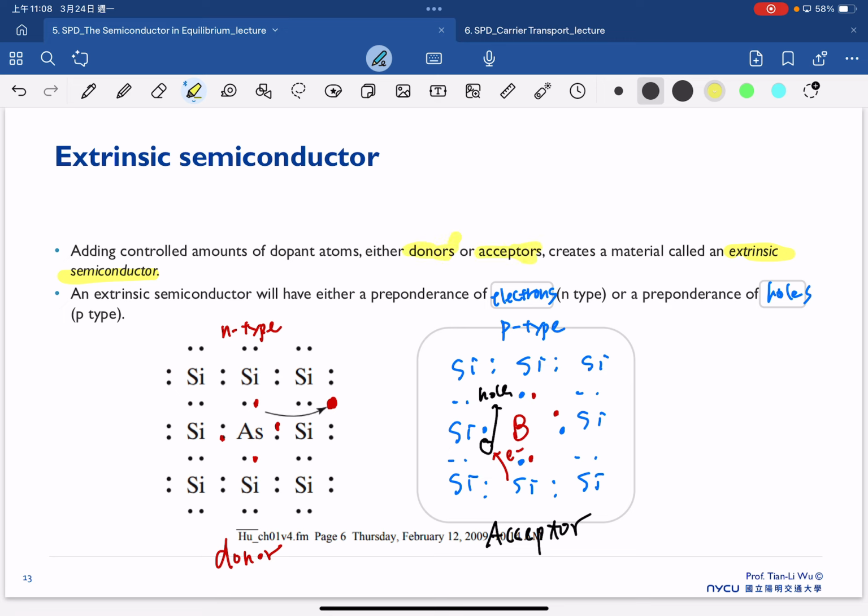So try to understand the concept of donor and acceptor from here, because here we are still at the very basic case to discuss donor and acceptor. Later on in the future, once you are trying to take care of some of the trapping issues, you will face a lot of terms also related to donor or acceptor. In that case, it will be much more complicated, but the definition is the same, like shown here.